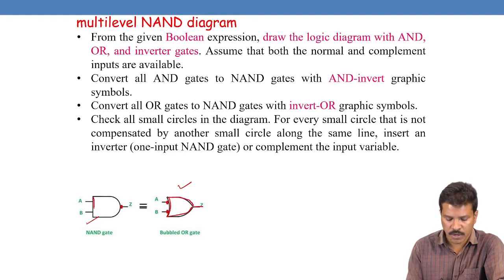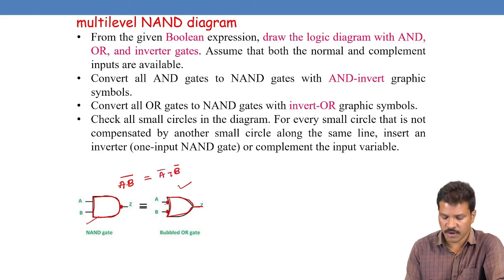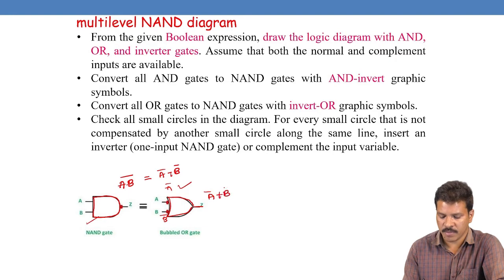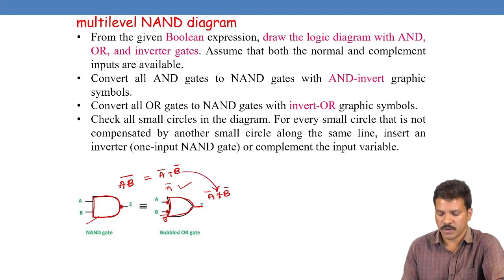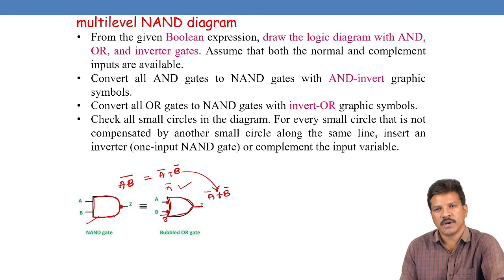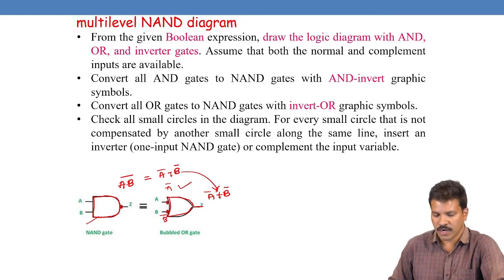is equal to AND with bubble. Because (AB) whole bar is equal to A bar plus B bar. So here A is given, because of the bubble A bar, B is given, because of the bubble B bar. In the OR operation, A bar plus B bar is equal to (AB) bar, which is A bar B bar. So AND with bubble is equal to a bubbled OR gate. So wherever there is a bubbled OR in the diagram, we can replace that bubbled OR with a NAND gate, so that the entire diagram will be converted into a multi-level NAND gate.